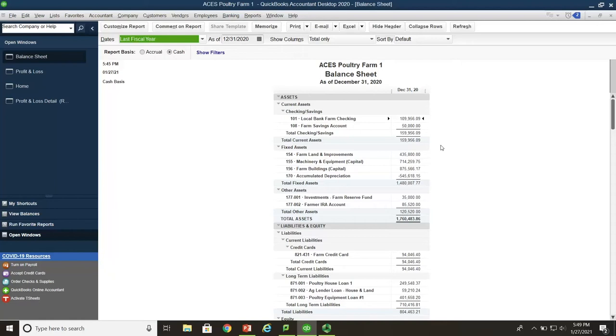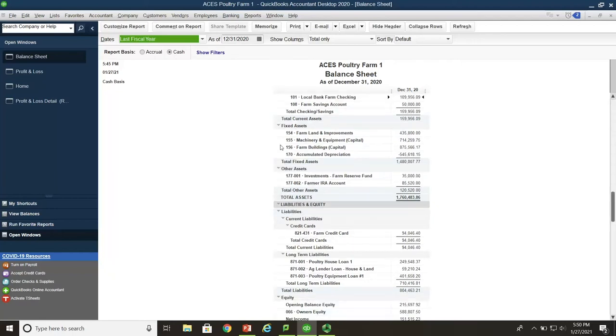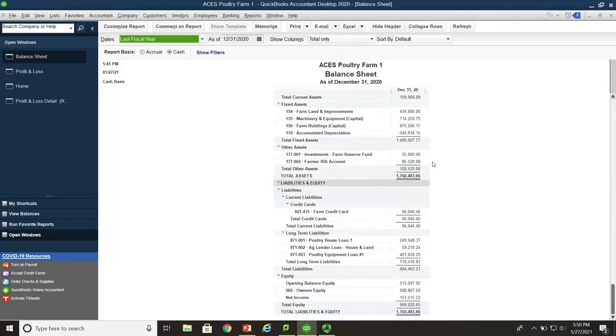$159,000. Your accountant, if he was going to be doing an audited financial statement on the farm, would be able to verify this by looking at the bank statements for these two accounts. Then under fixed assets, he's going to have tax records for farm land and improvements, machinery and equipment, farm buildings, and accumulated depreciation. So this particular farmer has a net of $1.48 million in fixed assets. Then in other assets, we have investments, and we've got a farm reserve fund of $35,000. And this farmer has a farmer IRA account with $85,000 in it as of December 31st. So his total assets are $1.7 million.